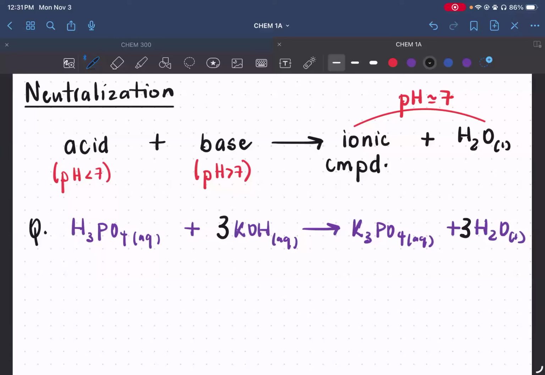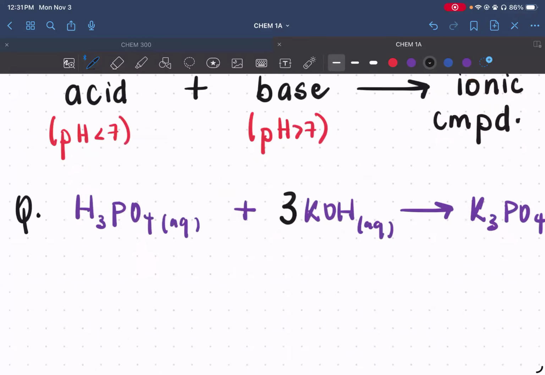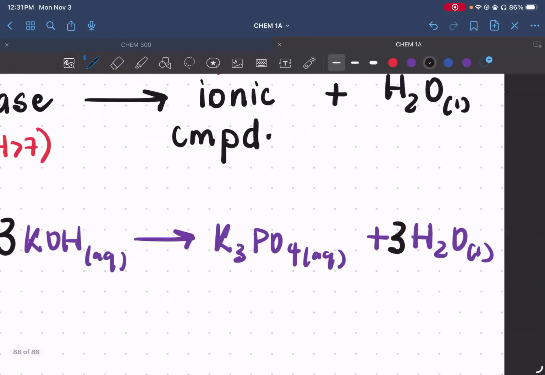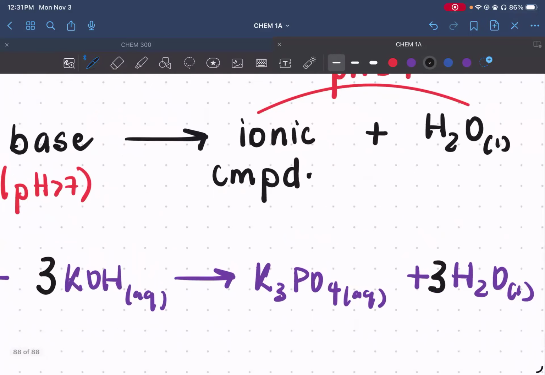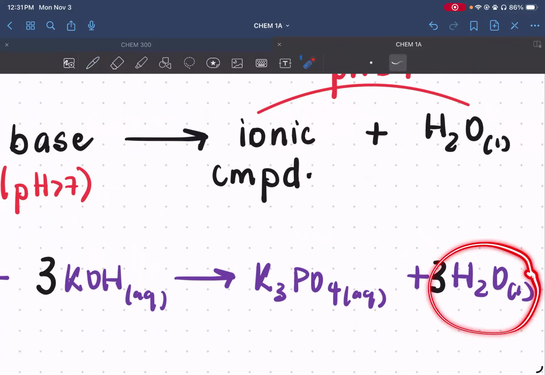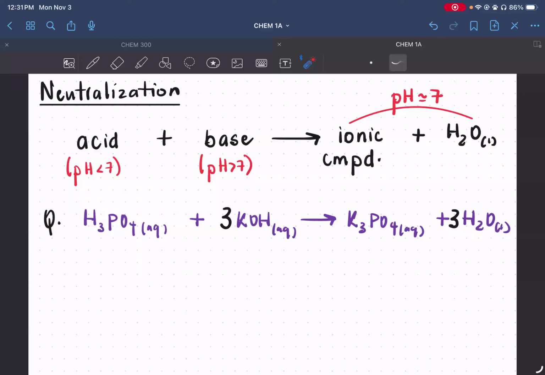This type of equation should look immediately familiar to you, right? You should be able to understand, how did I get the products? We matched the ions, we crisscrossed. How did I know the state symbols? Well, traditionally, I give you the state symbols of the reactants, and you should predict the state symbols of the products. Water is always going to be liquid, and whether or not something is aqueous depends on the solubility rules table. So this is not some new topic I'm introducing to you, but rather I'm reminding you of it.